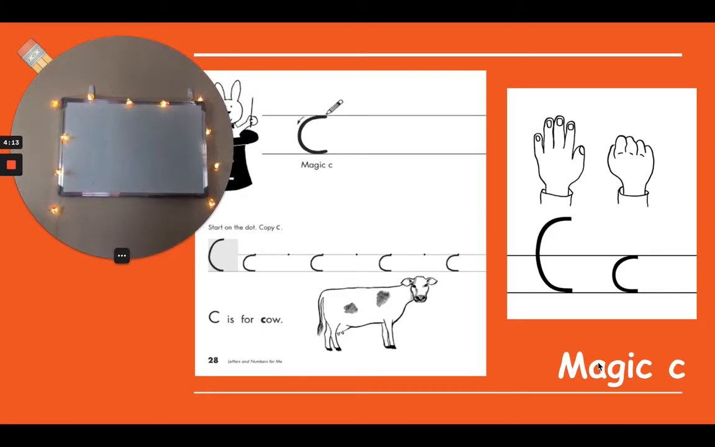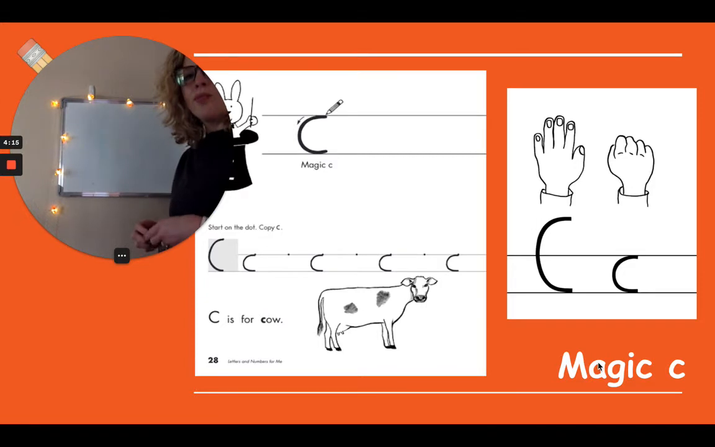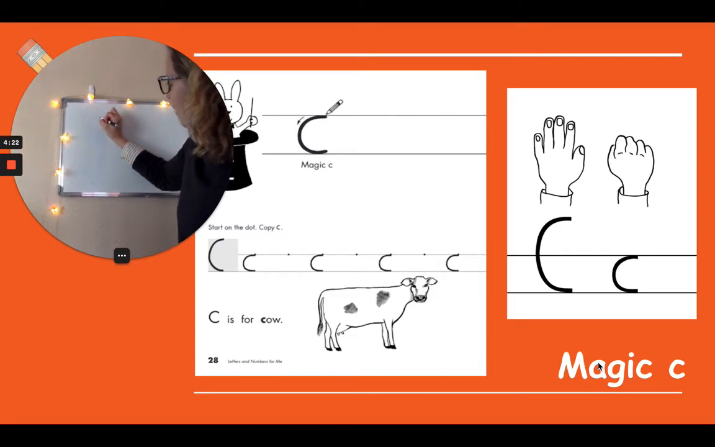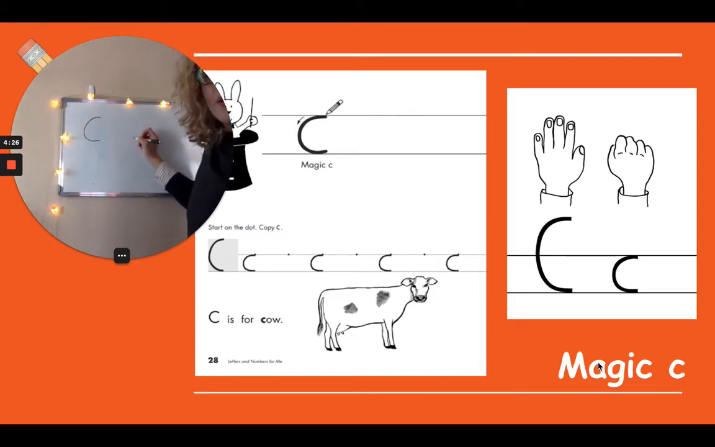All right, we're going to do our magic C. So where do we start our letters? At the top. So we're going to start up at the top and do a big curve. That's our magic C. Let's try another one. Start at the top, big curve. Magic C. Good. So this is our uppercase C.